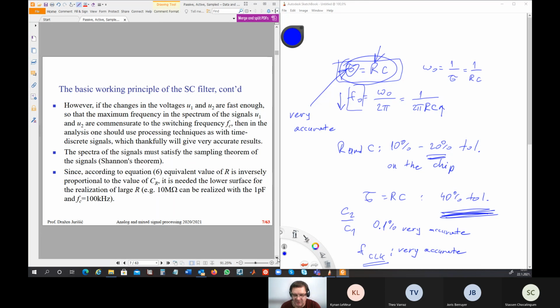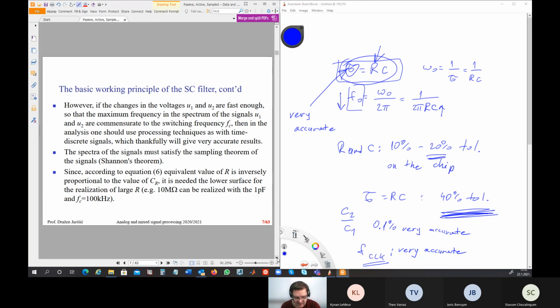If the changes in the voltages U1 and U2 are fast enough, the maximum frequency in the spectrum of the signals must be much lower than the cutoff frequency of the clock. Then you can use simple replacement of resistors by one capacitor and two switches.